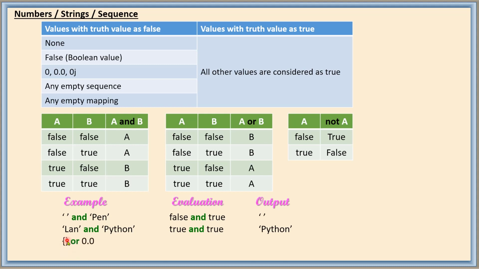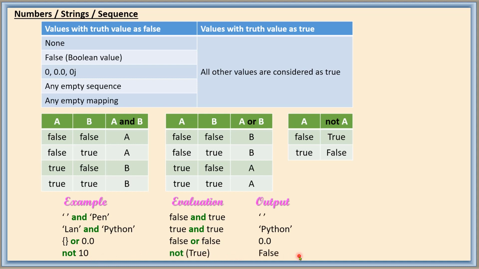Here you can see open and close curly brackets, which denotes a dictionary, empty dictionary. So that means it is false value. Similarly, 0.0 is also false value. It is false or false. So both are false. It returns the value which is B. So that is 0.0 is been returned. Now not 10. So 10 is some value. So that is true value, right? So not true, that becomes false.